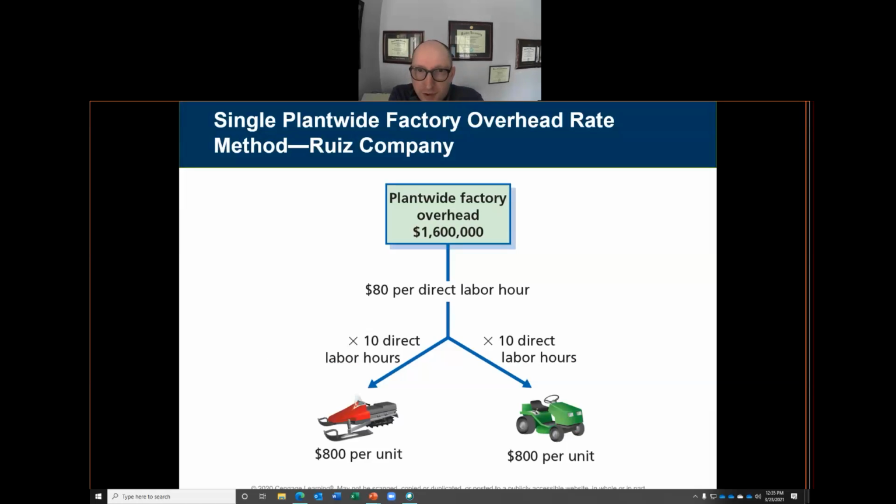So again, to calculate the factory overhead rate for the single plant-wide method, take your total budget for overhead, 1.6 million, divided by your activity base, in this case 20,000 hours, equals $80 per hour, the single plant-wide rate. And we take that $80 times the number of hours it takes to create one unit. 80 times 10 is $800 of overhead per unit.